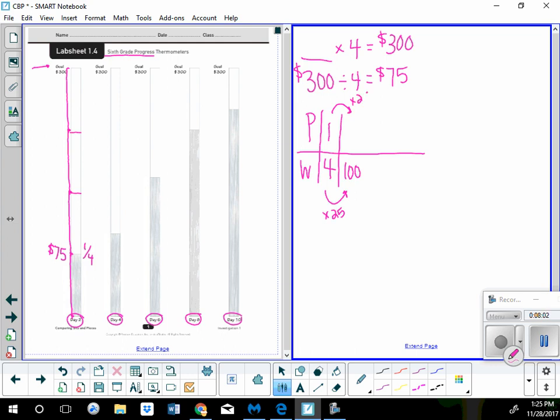Okay, so I have 25 over 100, but my whole is 300. Gentlemen, help us out. Multiply by 3. So I have 75 over 300. So that also supports our idea. Cool. All right. Let's do day 4. Let's go to day 4.